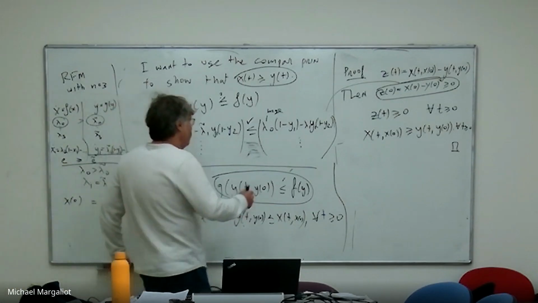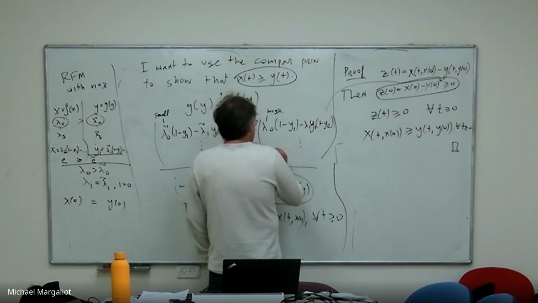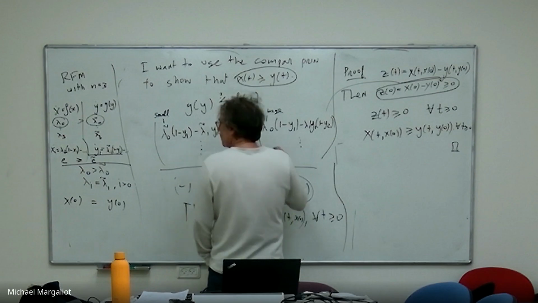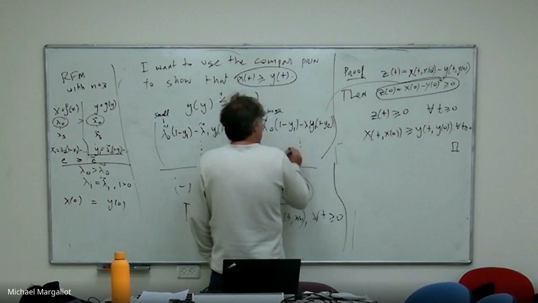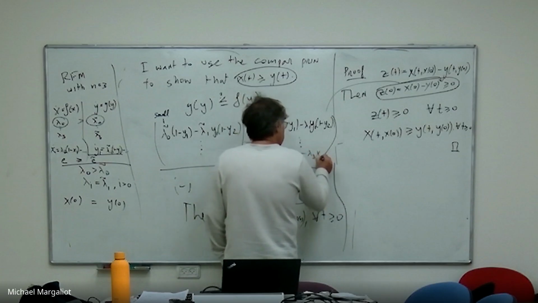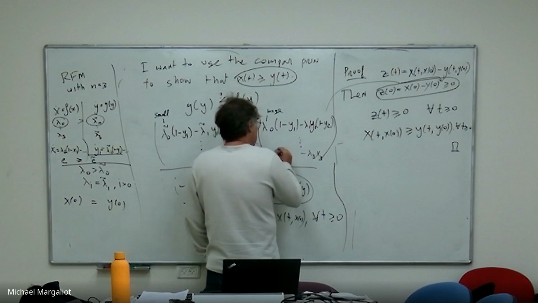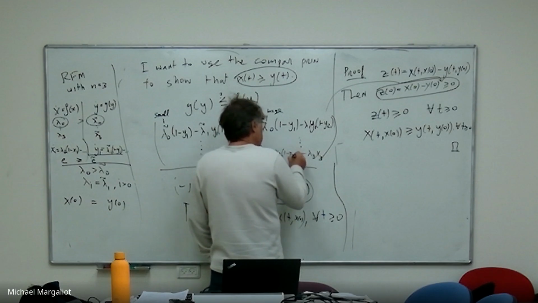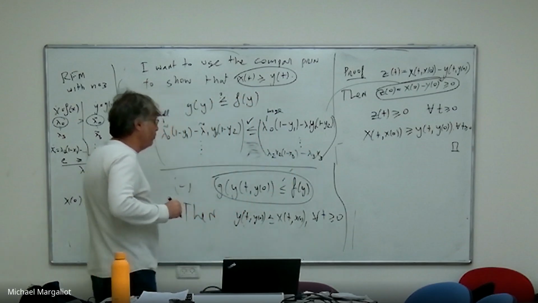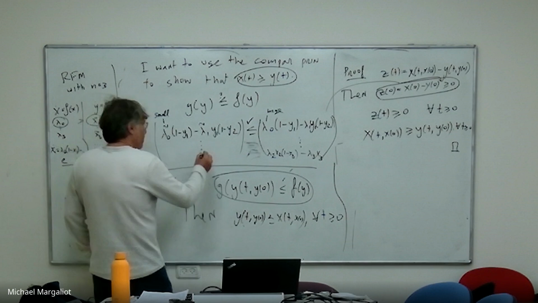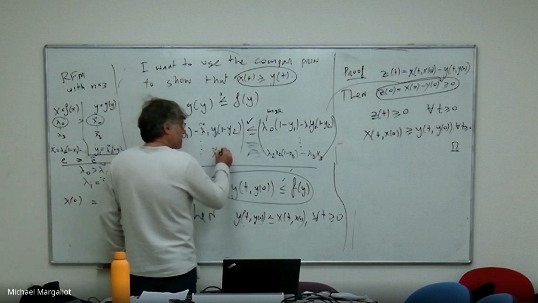Okay, so let's look at lambda 3. Lambda 3, for example, it will appear here as minus lambda 3 x3. Here I will have something like lambda 2 x2, 1 minus x3, right? Am I right or am I wrong? And here you have lambda 3 like this.